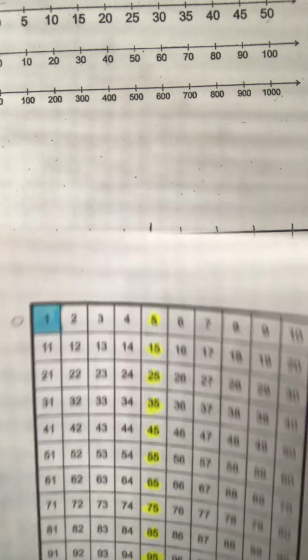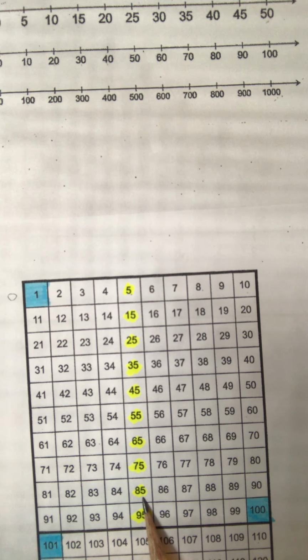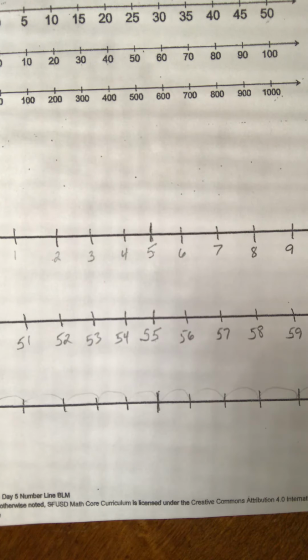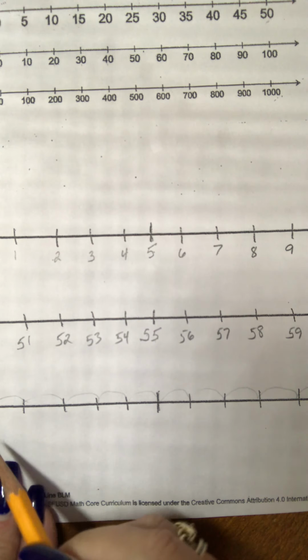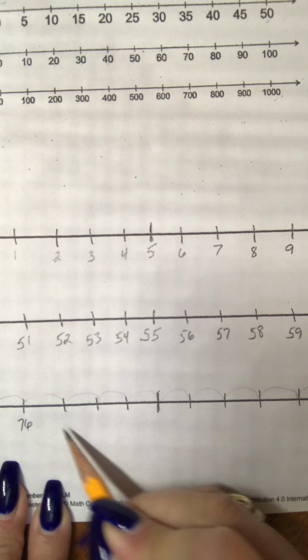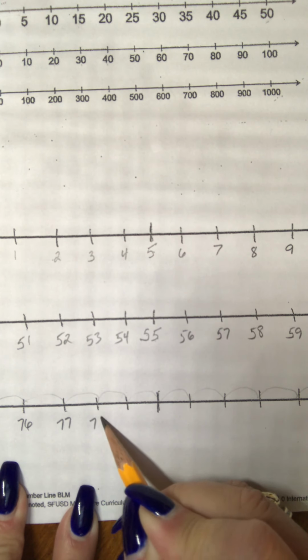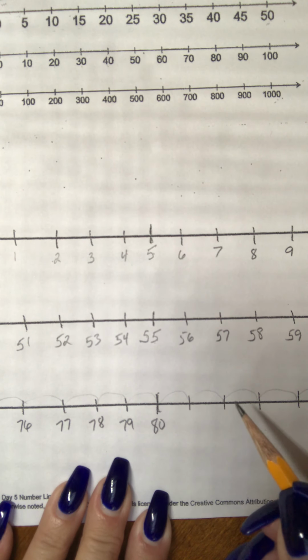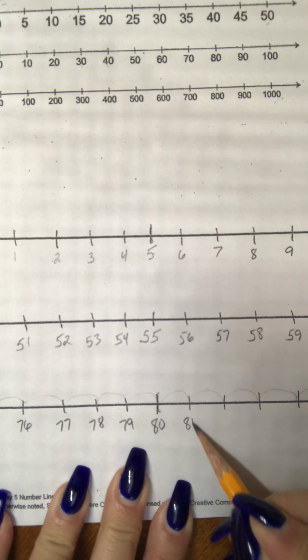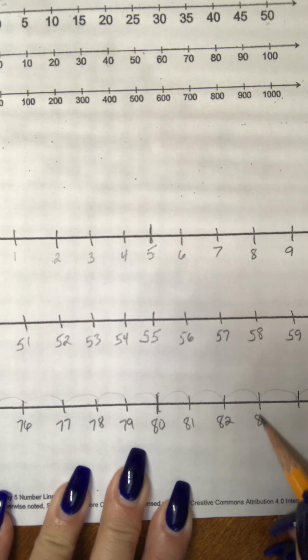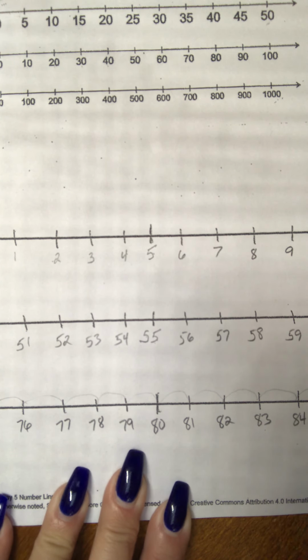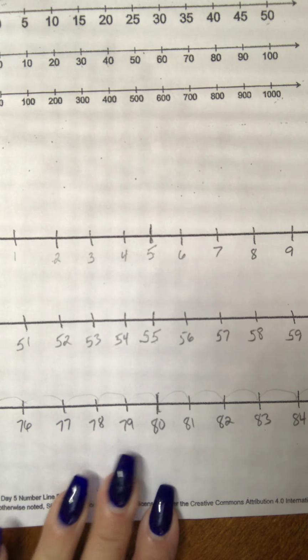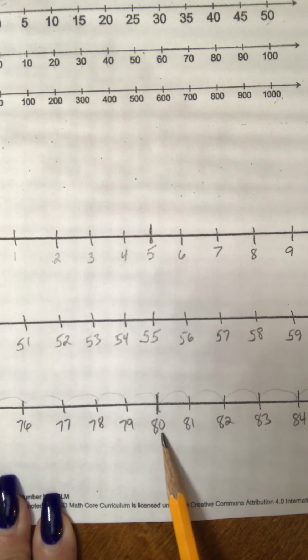Is that something I'm going to find on here? Well, here's 75 and here's 85. It doesn't line up nicely like it did before. Let's do some counting. 75, 76, 77, 78, 79, 80, 81, 82, 83, 84. The difference from 75 to 85 was 10. Half of 10 is 5. 75 plus 5 is 80.